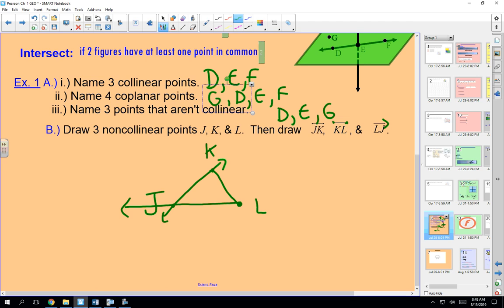That's probably what you'll use most from this lesson, just the symbolism, being able to notice the different symbols between a line, segment, and ray as we move forward here. So any questions on that?